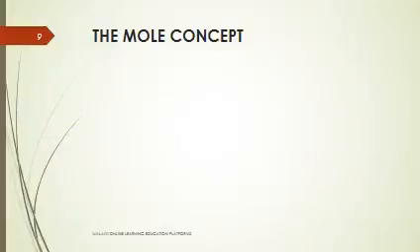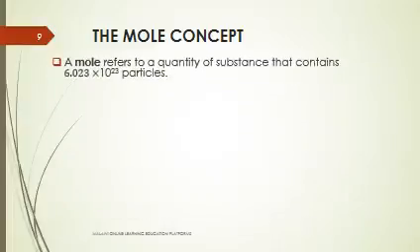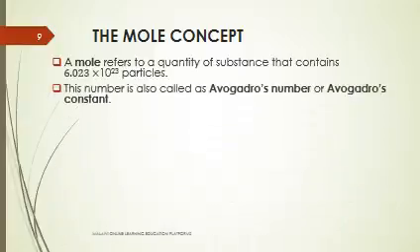Now let us start looking at this interesting part known as the mole concept. So let us first define what a mole is. A mole refers to a quantity of substance that contains 6.023 times 10 to the power 23 particles. Any substance that contains 6.023 times 10 to the power 23 particles is known as a mole. This number is called Avogadro's number or Avogadro's constant.